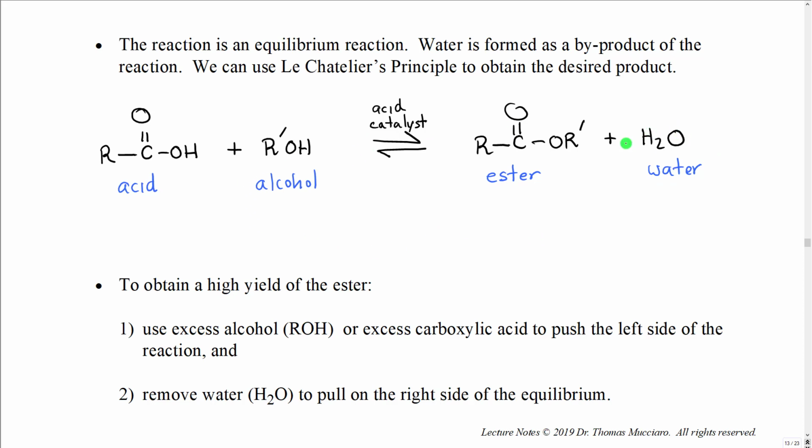If we don't take one of those steps, if we, for example, just mix stoichiometric equivalents here, at the end we would have a reaction that had not proceeded to completion. We would have a certain amount of the ester plus the water, but then we would also have a significant amount of the carboxylic acid and the alcohol unreacted.